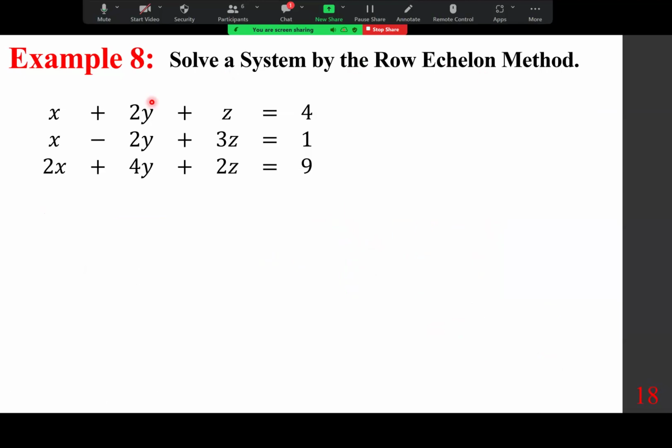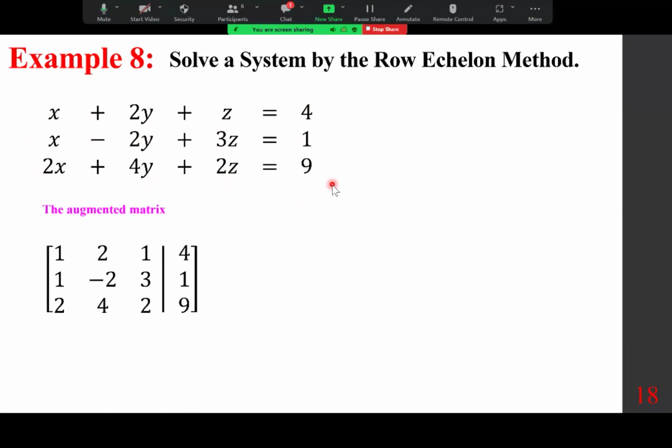Let's say we have another system we want to do by row echelon form. So we're going to write the augmented matrix for this one. 1, 1, 2, 2, -2, 4, 1, 3, 2, 4, 1, 9. If you want to go with the rows: 1, 2, 1, 4; 1, -2, 3, 1; 2, 4, 2, 9. And here's your augmented matrix. It's very important: if any variable is missing, that means you have the placeholder 0. Don't forget that.